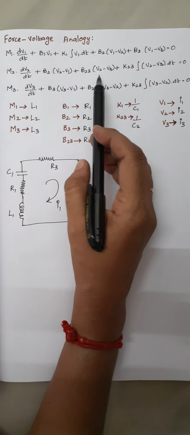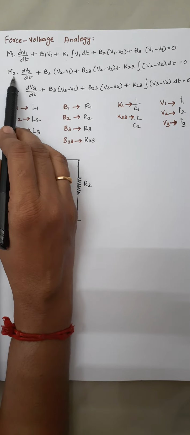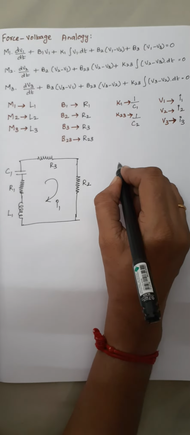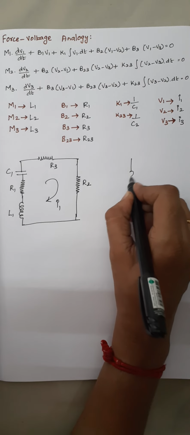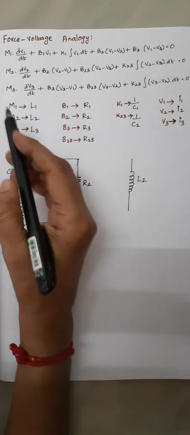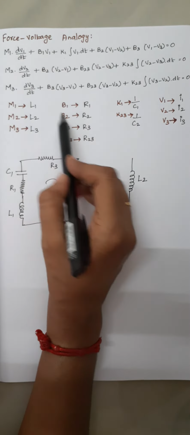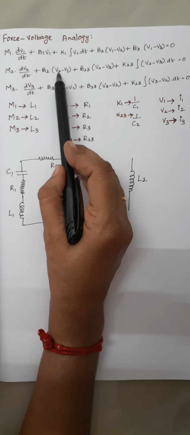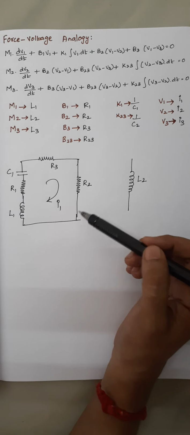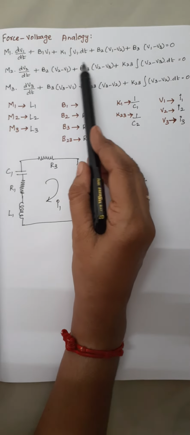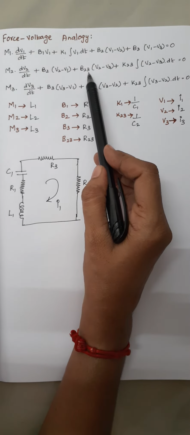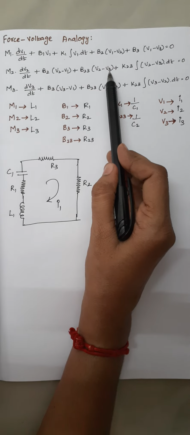In this second expression, again we have an M2, and this M2 should be represented as L2, so just draw an inductor here. This is your L2, right? The next one is B2, that is a resistor R2 common between loop 2 and loop 1. This resistor R2 is already drawn here, so you can leave it. Next you have another resistor, that is B23. We have R23, and this R23 is common between your loop 2 and 3, right?